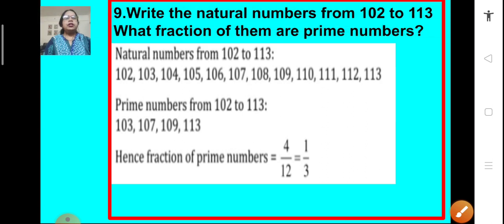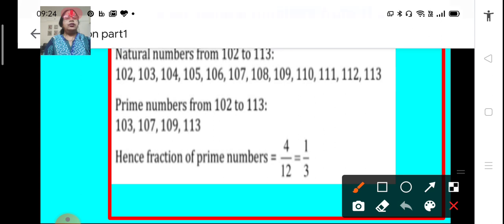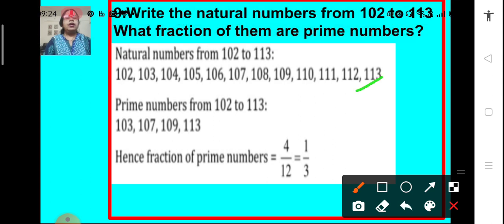A very similar question, 9th question. Write the natural numbers from 102 to 113. What fraction of them are prime numbers? So the natural numbers from 102 to 113 are these: 102, 103, 104, 105, 106, 107, 108, 109, 110, 111, 112 and 113. And what are the prime numbers among these? They are 103, 107, 109 and 113.